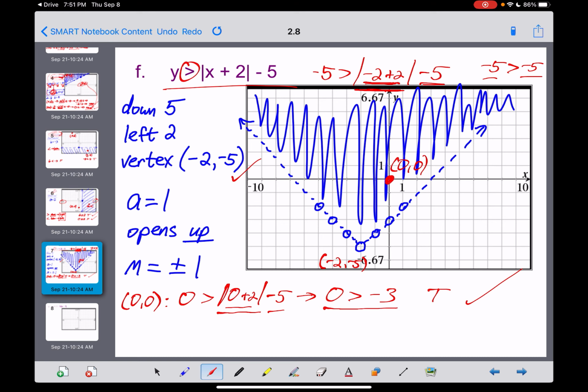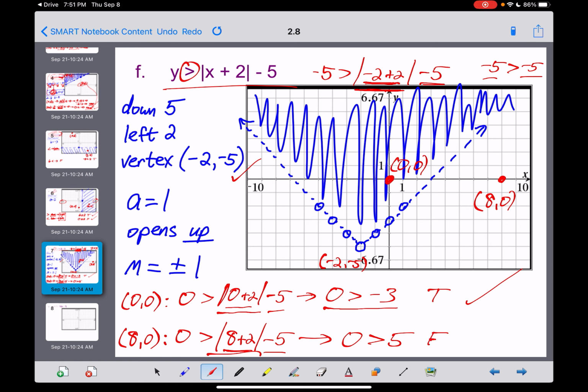Now let's pick a point that's not shaded. I'm going to go over here somewhere, and I'm going to go with the ordered pair 8, 0. Let's see what happens when we plug that in. Our y-coordinate is 0, is greater than the absolute value of 8 plus 2 minus 5. Let's try that one out. 8 plus 2 is 10. The absolute value of 10 is 10, and 10 minus 5 is 5. 0 is greater than 5? No, it's not. That's a false statement.